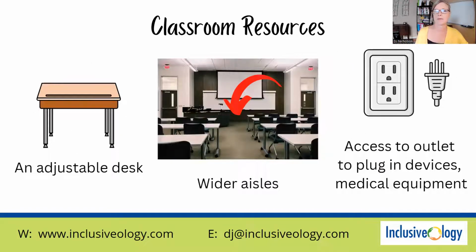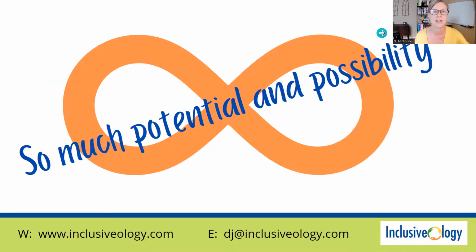So here's just some examples. There's an adjustable desk. If you have legs that go up and down on desks in your classroom, there might be the need for some wider aisles. When I talk about flexible spaces, every single student in your classroom, regardless of whether they have a disability or not, should be able to access all the different pieces of your classroom. So aisles should be wide enough. There should be plenty of spaces for kids to move around. And like I said before, we want to make sure that they have access to outlets to plug in devices or medical equipment or whatever else that they might have.